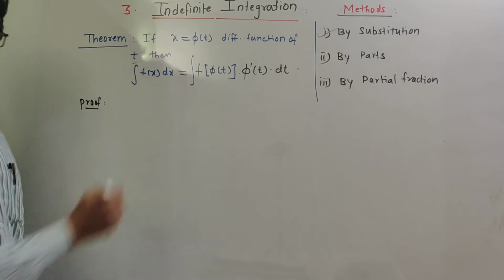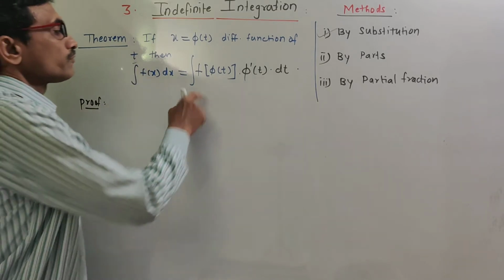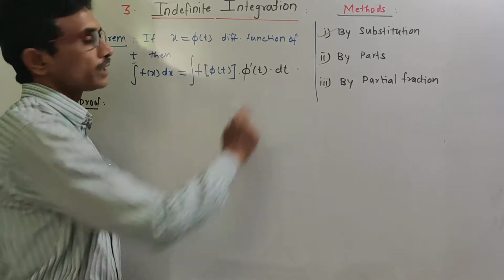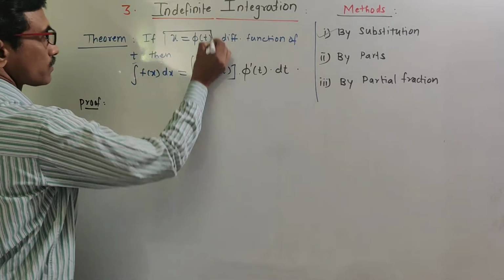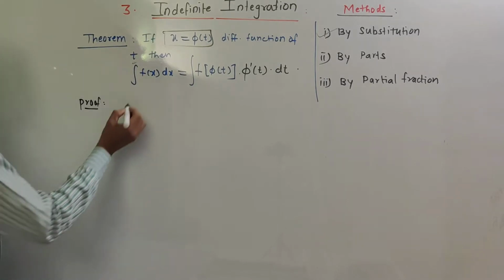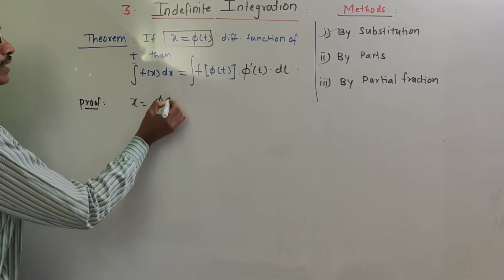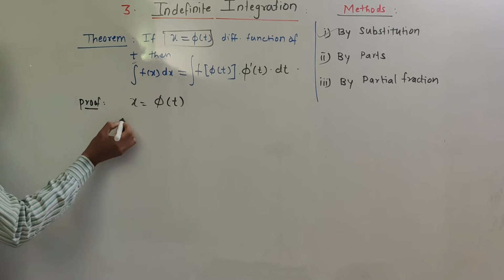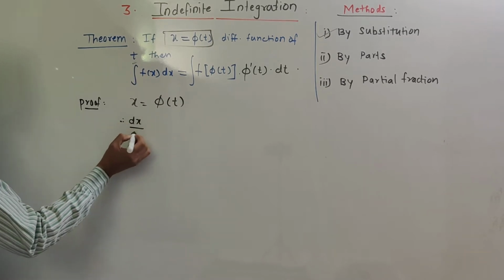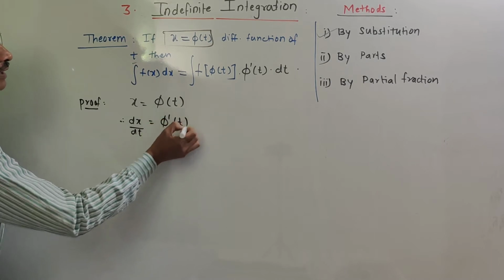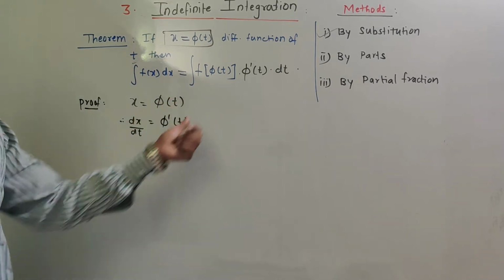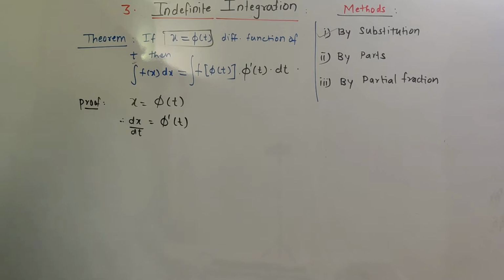then integral f(x) dx is equal to integral f of phi of t into phi dash of t dt. So how do we prove it? What is given? x is equal to phi of t is given. Therefore dx by dt is the derivative of phi of t, which will be phi dash of t.